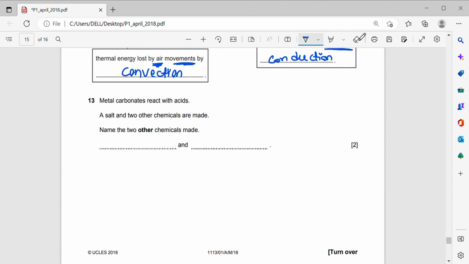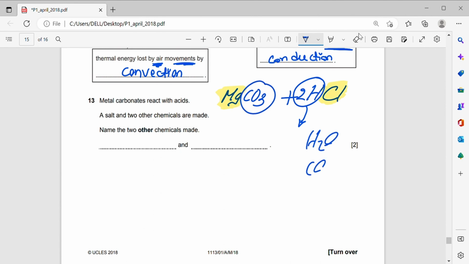Question number 13. Metal carbonates react with acids, a salt, and 2 other chemicals are made. Name the 2 other chemicals. For example, if we have magnesium carbonate and an acid like hydrochloric acid, when they react together, we will get the magnesium chloride salt and H2O and CO2 as other products. So it's water and carbon dioxide.